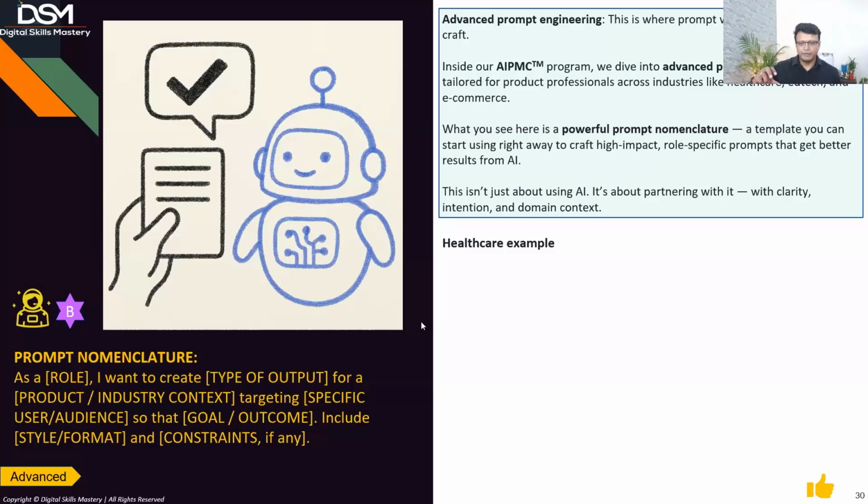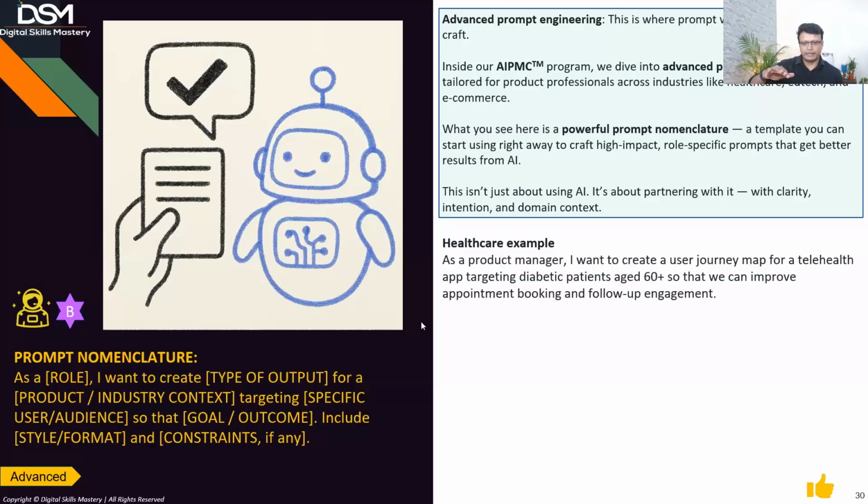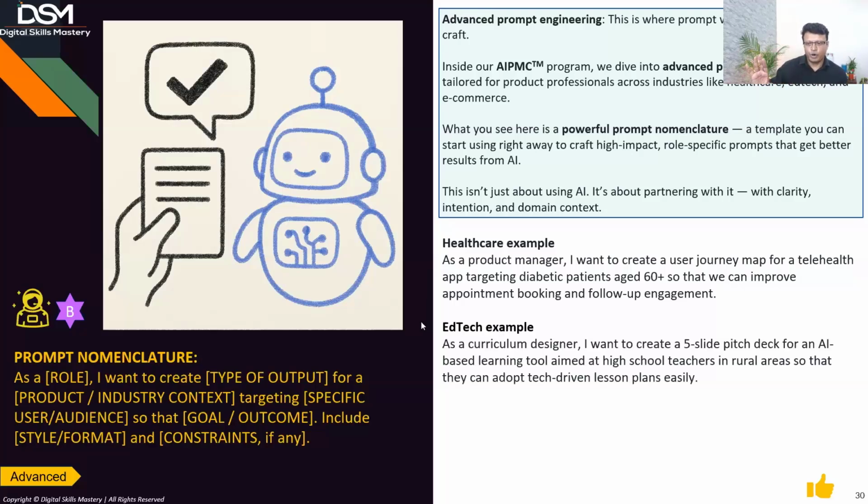You can put it in an example. I'll show you here in the case of healthcare. So you can say, as a product manager, I want to create a user journey map. That's the output. For a telehealth app, that's the product or the context. Diabetic patients aged 60 plus, that's your audience, so that we can improve the appointment booking and follow-up engagement. And we are giving it a goal. You can further write about how you want the output to be. It should be in a diagram or in a paragraph or a list. You can say all of that, and this is a great example of prompt nomenclature.